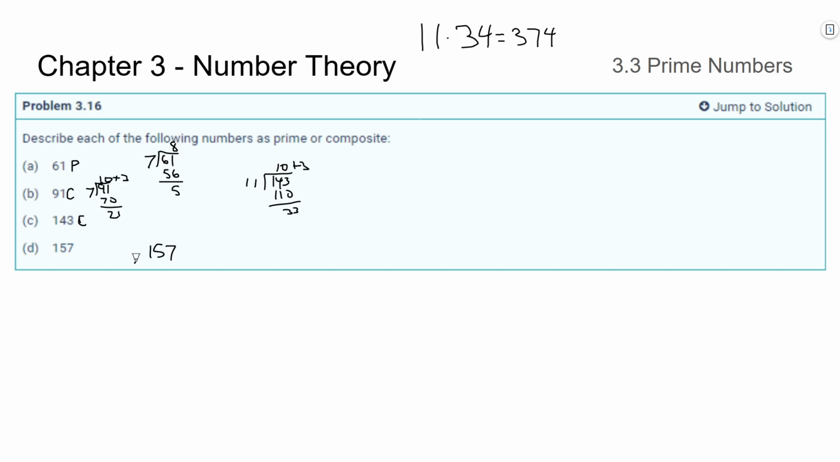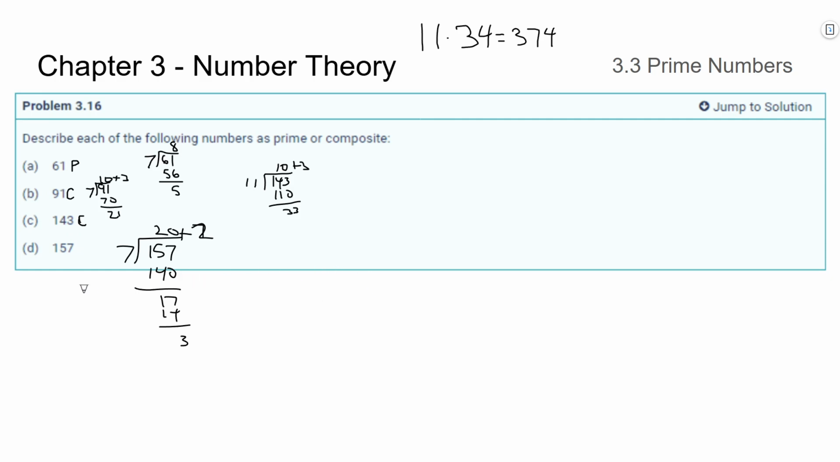157 divided by 7. All right, it looks like we can put 20 into this, so that'd be 14 and a 0. Leave 17, and it looks like that's not going to be evenly divisible by 7. 14 is going to give us a remainder of 3. All right, so not 7. How about 8? Nope, it's not even. 9, we already did the check for 9. 10 doesn't end in a 0.